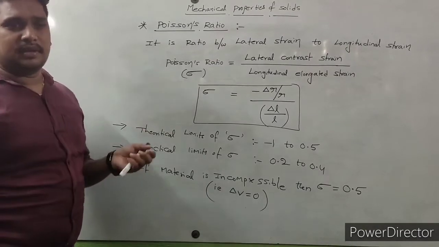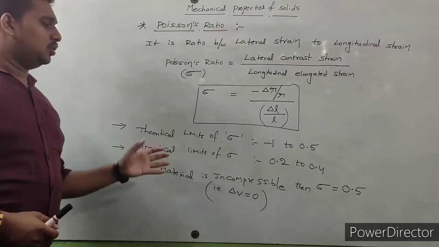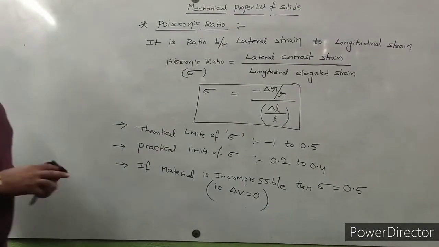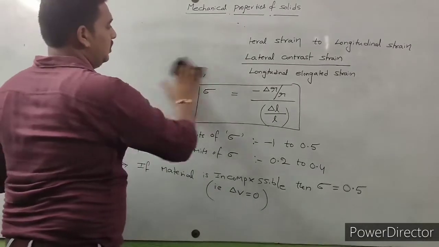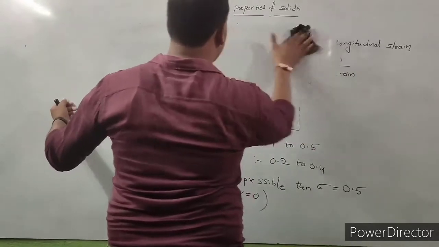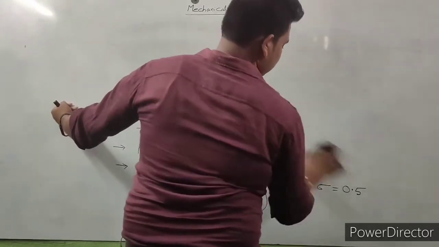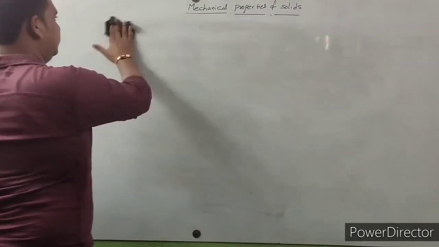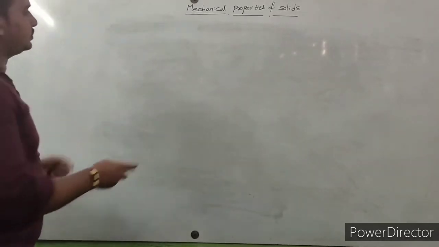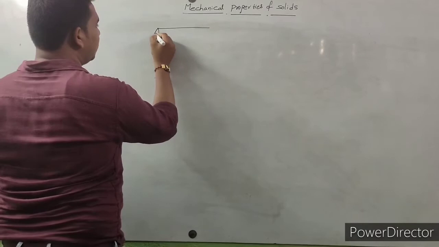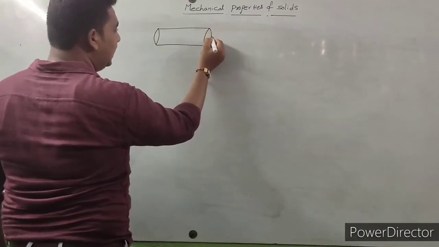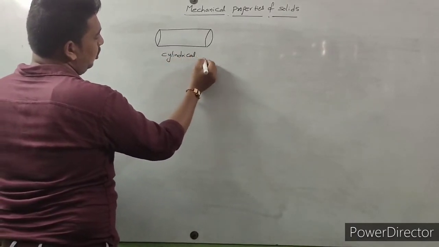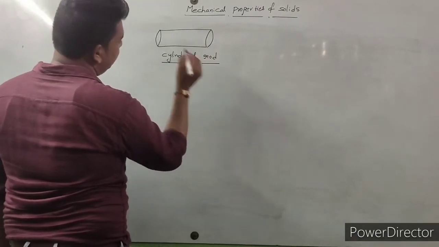Next, the relation between Poisson's ratio and two more important parameters I will discuss now. Let us consider a cylindrical rod.